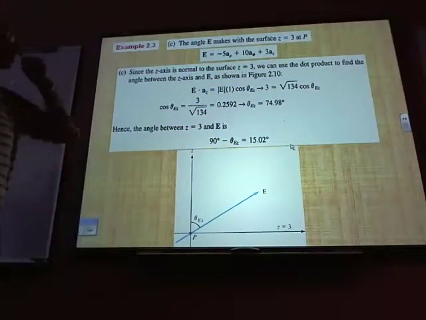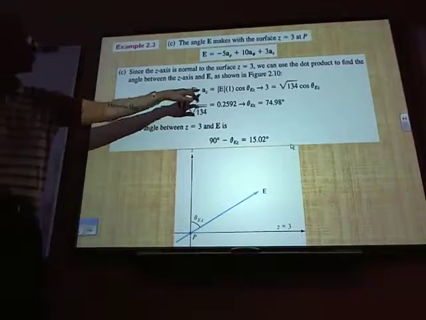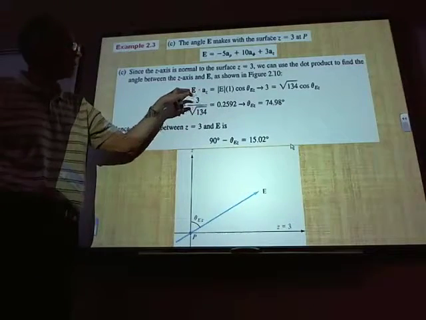So here we go. Always, gang, with any of the planes you have, if it's an x plane, the normal to it is in the x direction. If it's a y constant plane, it's going to go in the y direction. If it's a z plane, a constant surface, it'll go in the z direction. So the normal to this z plane located at 3 is going to be a_z. What I want to do is take a_z and dot it with that E vector.